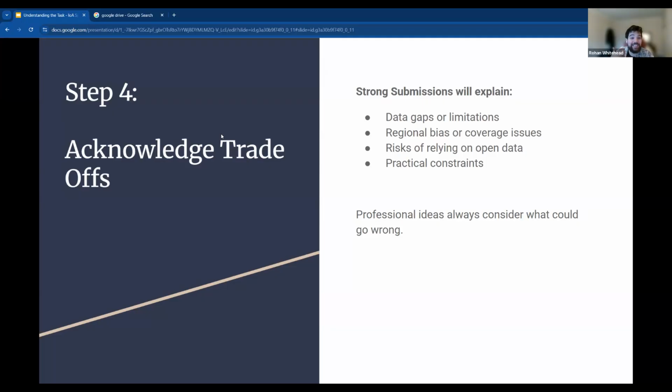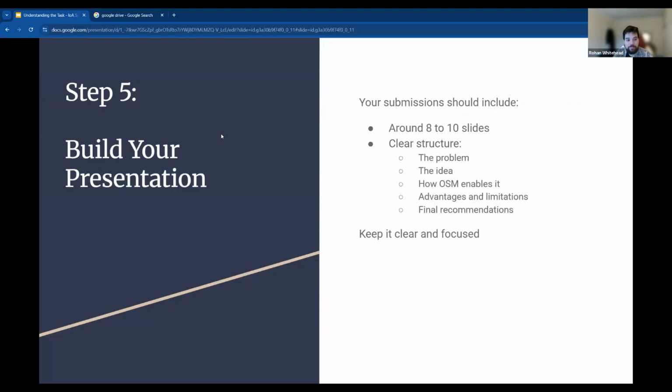You'd need to, as I say, acknowledge trade-offs. Any strong business idea comes with positives and negatives that need to be balanced. Strong submissions will go into detail of these trade-offs, and these trade-offs, as I have covered, will include limitations in data, regional biases, and practical constraints. You need to always consider what could go wrong when launching a minimum viable product or a business idea, and we expect the same from you with these pitches.